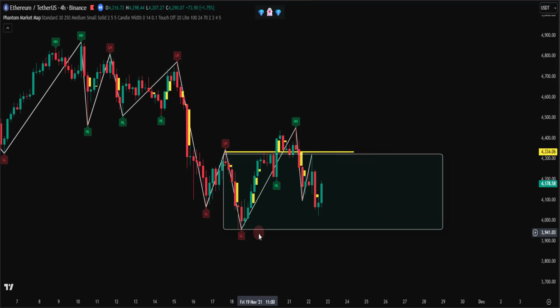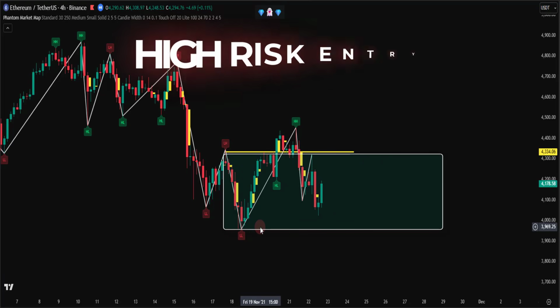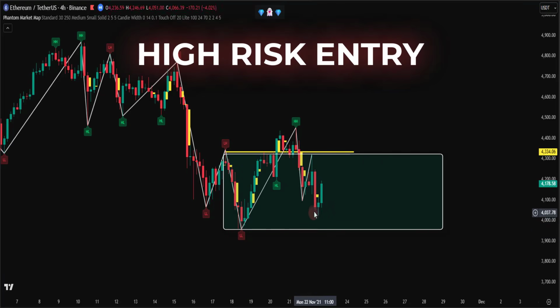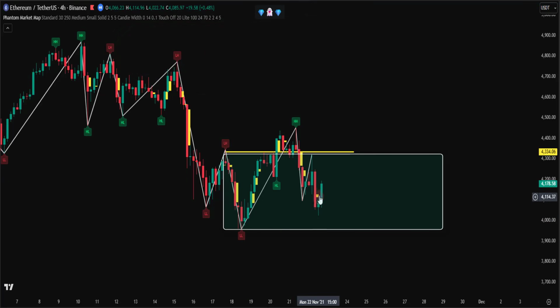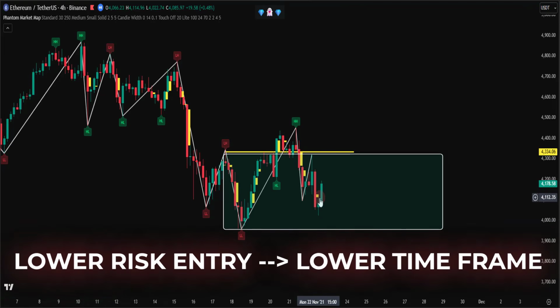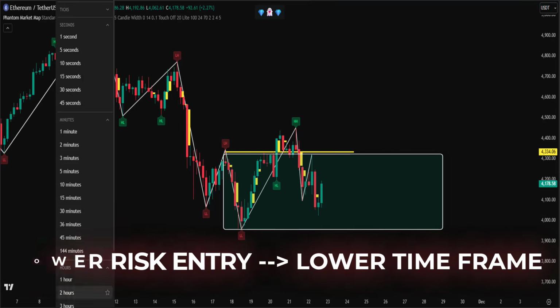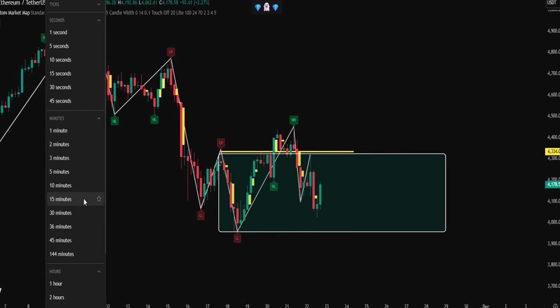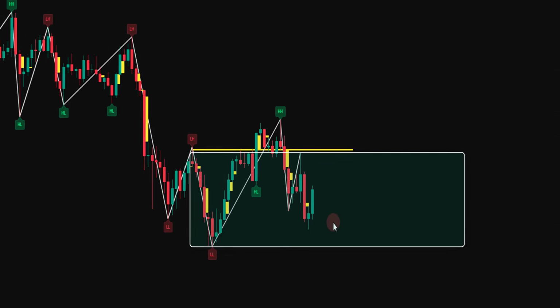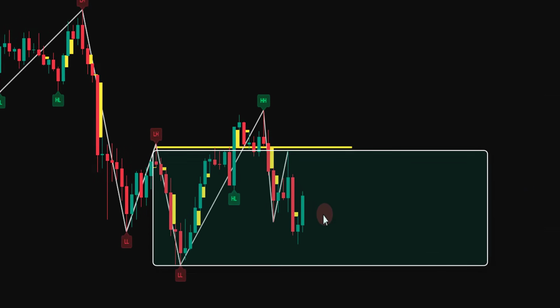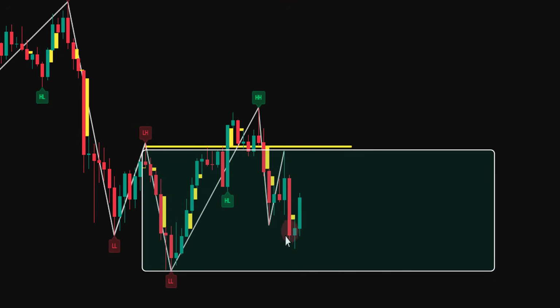Now let us move to the next question. How do I enter this trade? We can enter in a slightly risky way by using this candle, which is called a pin bar, together with the strong bullish candle next to it. Or we can use a lower risk method, which is using a smaller time frame to find a more precise entry point. If I want to enter without using lower time frame analysis, then my entry would be after this strong bullish candle, and my stop loss would be below the pin bar.